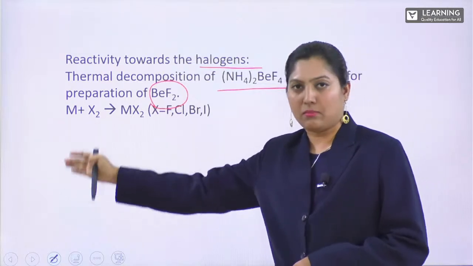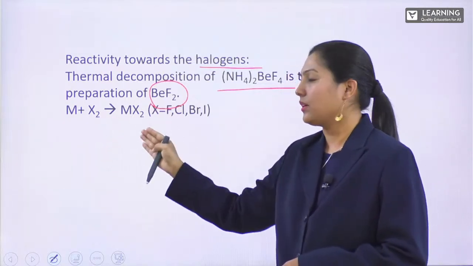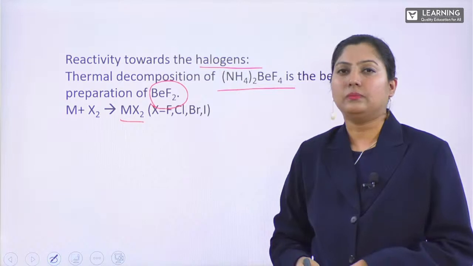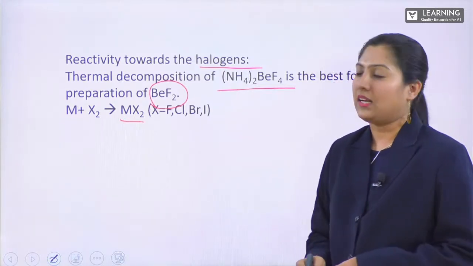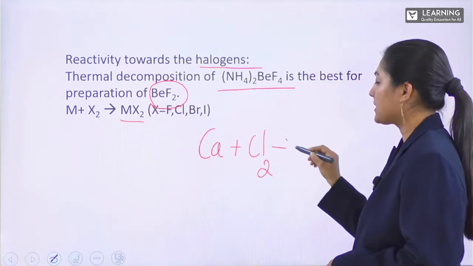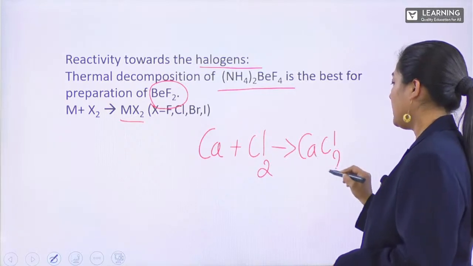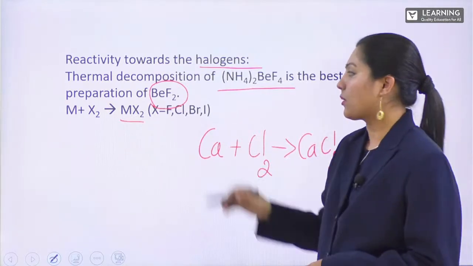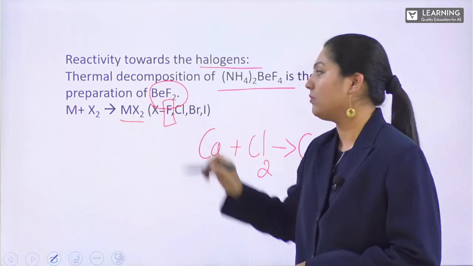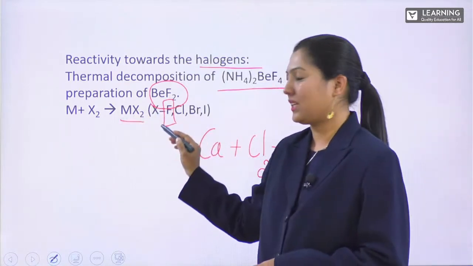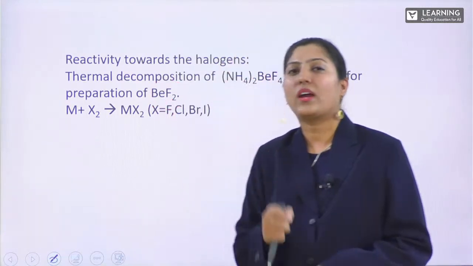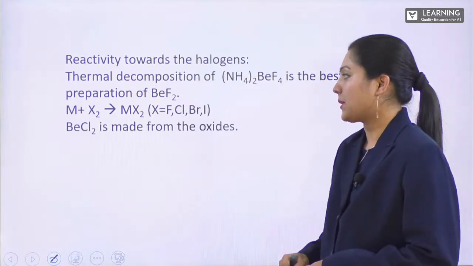Generally, other metals of the second group react with halogens to give metal halides. As an example, calcium plus chlorine gives calcium chloride. You can take fluorine, chlorine, bromine, iodine, anything. As we said, beryllium fluoride is not easily formed with this method. Instead, we can form it by thermal decomposition because fluorine is a very highly reactive element.